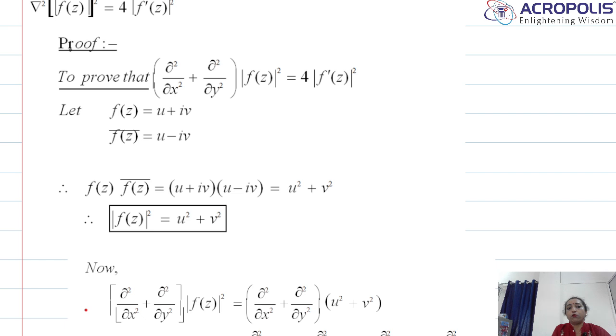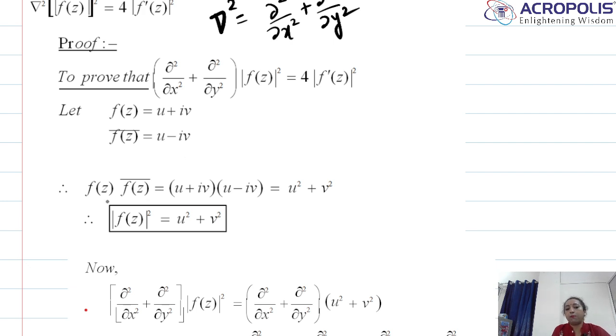So we have to prove this. Here is a notation I am using: del square, which represents ∂²/∂x² + ∂²/∂y². We are given f(z) = u + iv. So f(z) bar, the conjugate of f(z), will become u − iv.